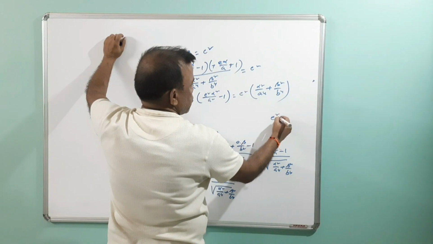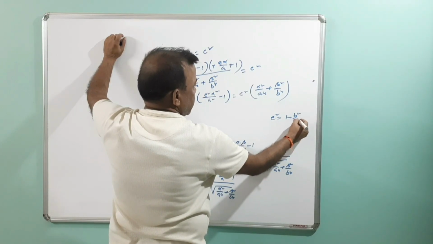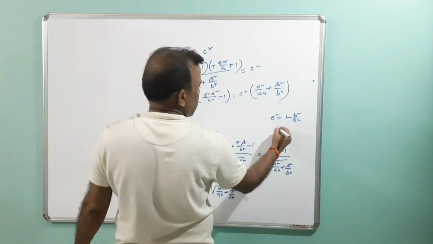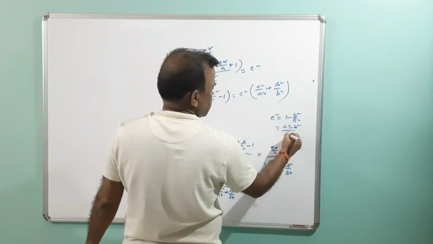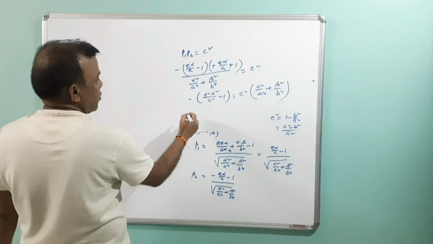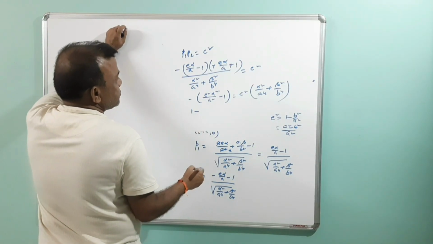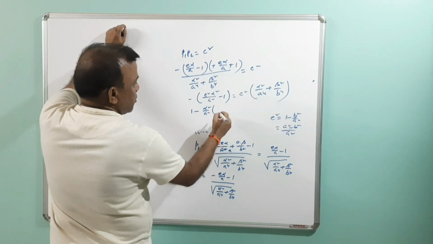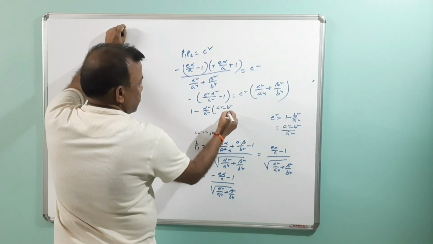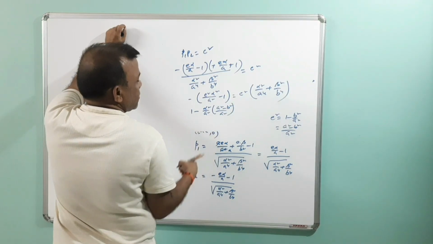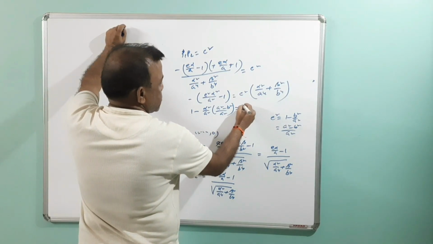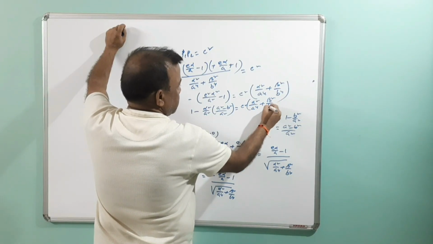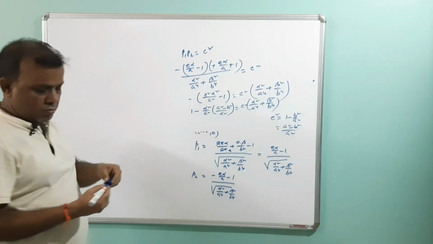As we know that e square equal to 1 minus b square by a square in case of an ellipse. Therefore, a square minus b square by a square, 1 minus alpha square by a square into a square minus b square by a square is equal to c square alpha square by a to the power 4 plus beta square by b to the power 4. Okay.